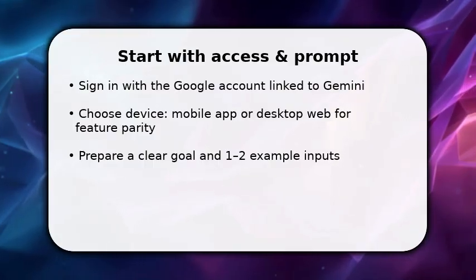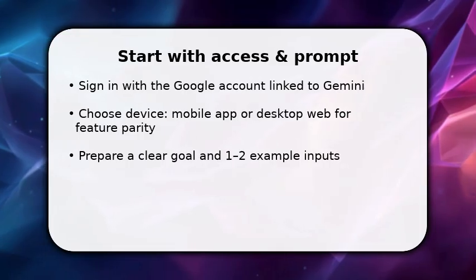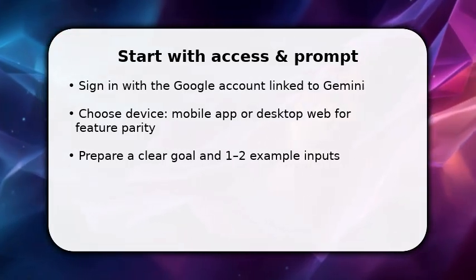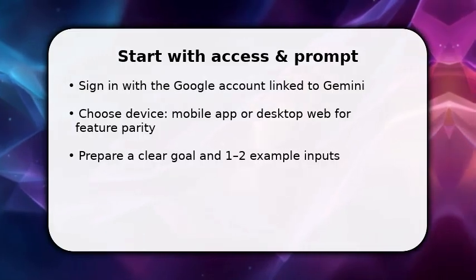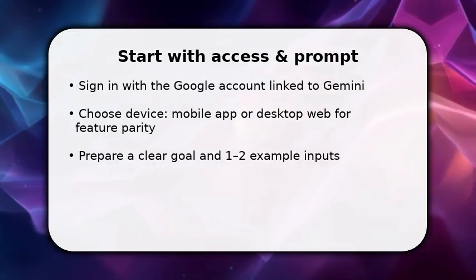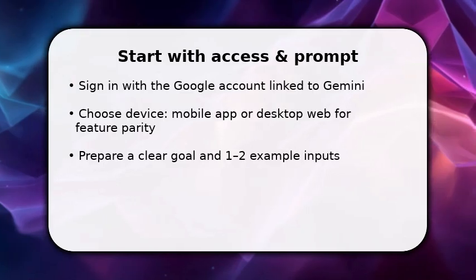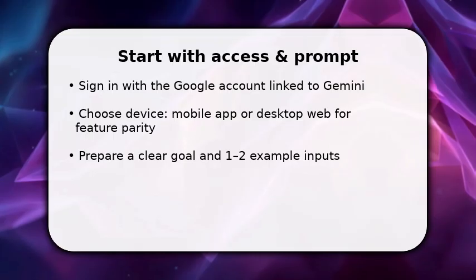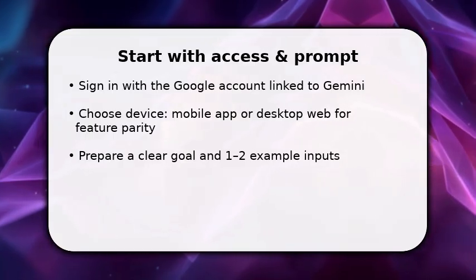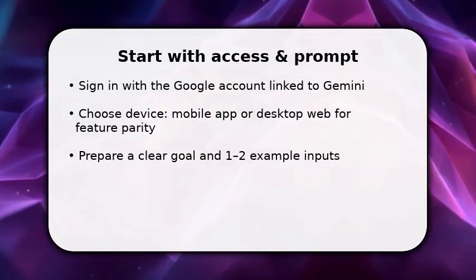You begin by confirming access and selecting the device you'll use. This matters because features can differ slightly. Once signed in, set a concrete goal for the session and gather 1 or 2 example prompts to see the interaction. Then open Gemini and pick the latest model or experimental toggle. This ensures you use the new trend features.